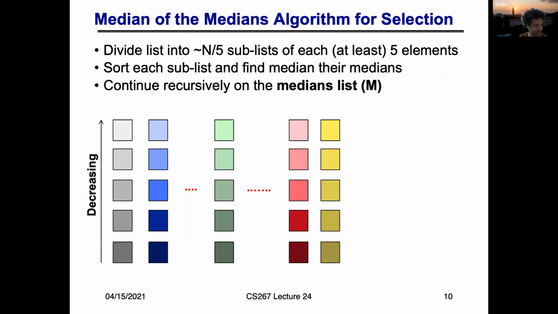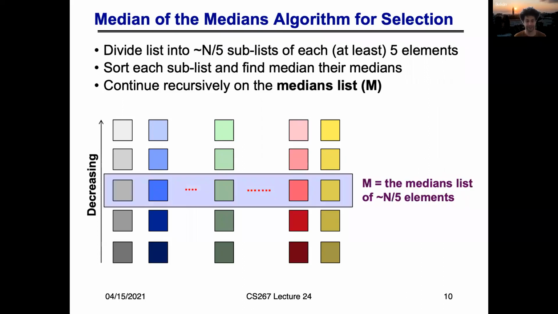What does it mean to be the median, right? So sort each sublist and find their median. And then find the median of the medians, and then recursively call it. Okay, that looks a little abstract, but with a picture, it's much easier.